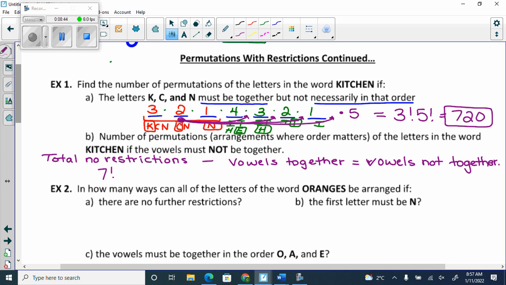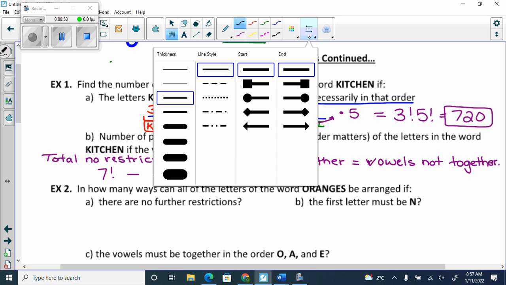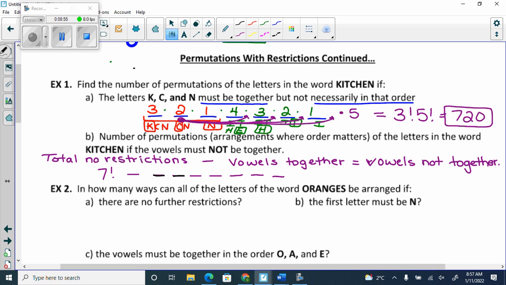Then I have to do the vowels together. So how do I do it when it's together? I go 1, 2, 3, 4, 5, 6, 7 in a different color because it looks like a minus. Okay, how many vowels are in kitchen? 2. So I hook the 2 together. How many options do I have for the first blank? 2. And then 1. Because I would have I and E, and then say I kept I, then I would have E.